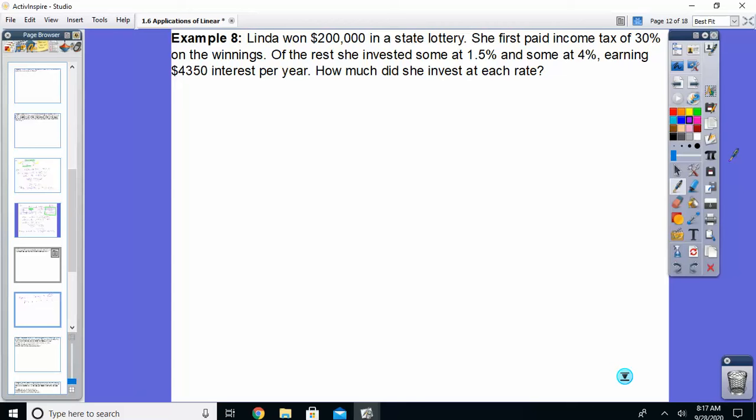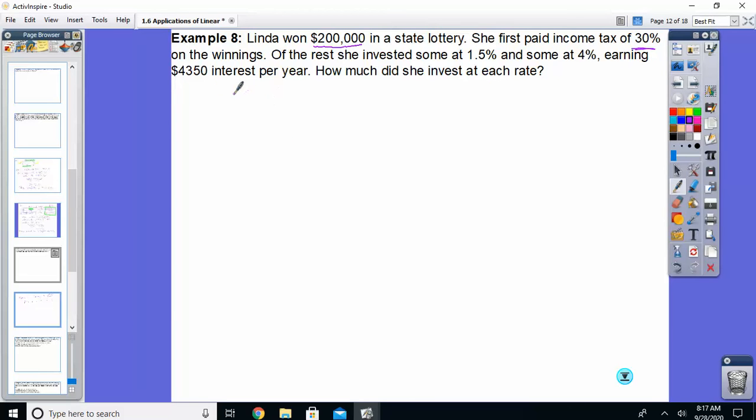No. It's just like you get a paycheck. Do you ever actually get all of your money? No. It's gone before it ever comes to you. So let's figure out how much money she has. So she had $200,000 to begin with, and she paid income tax of 30%. So how do I figure out what she has remaining?